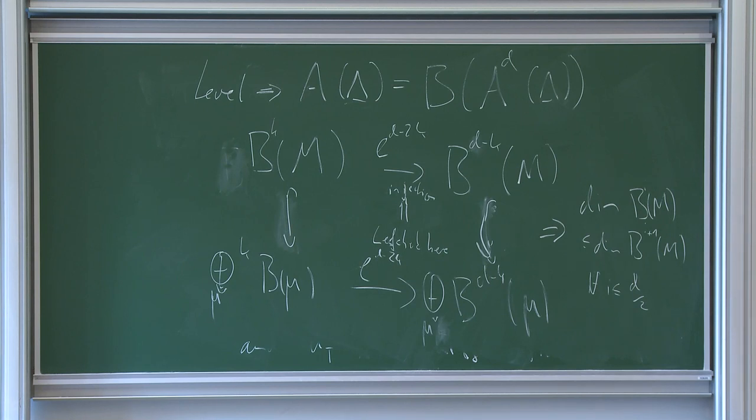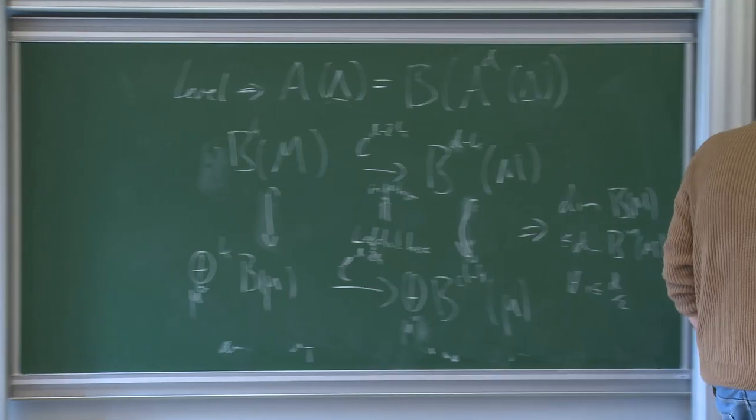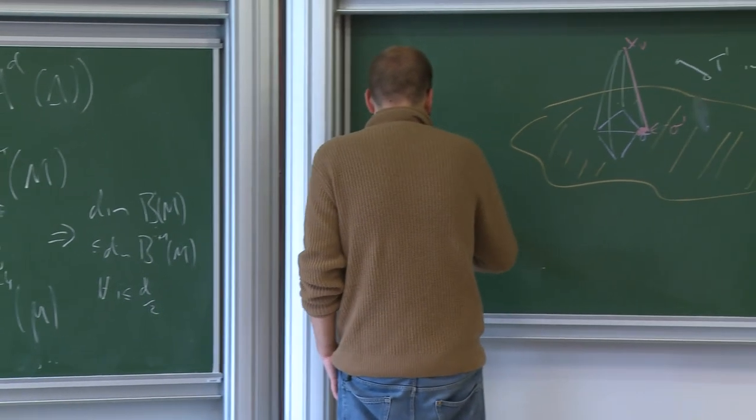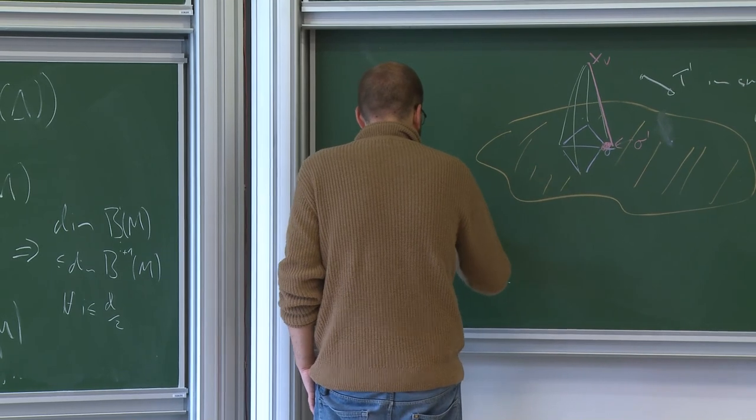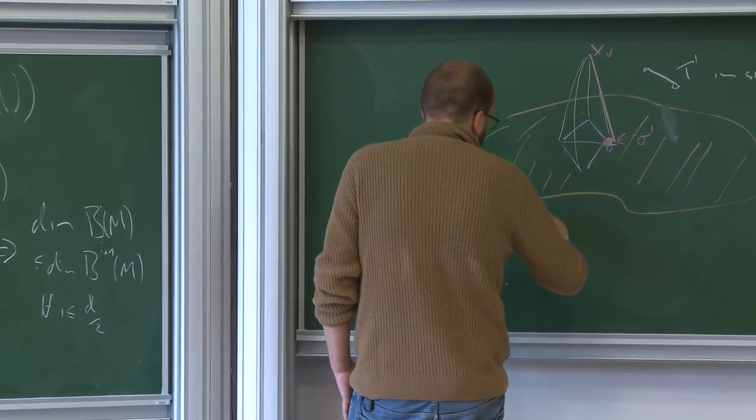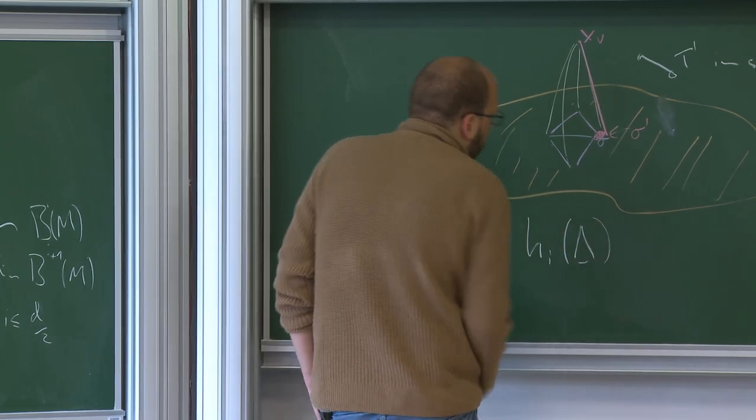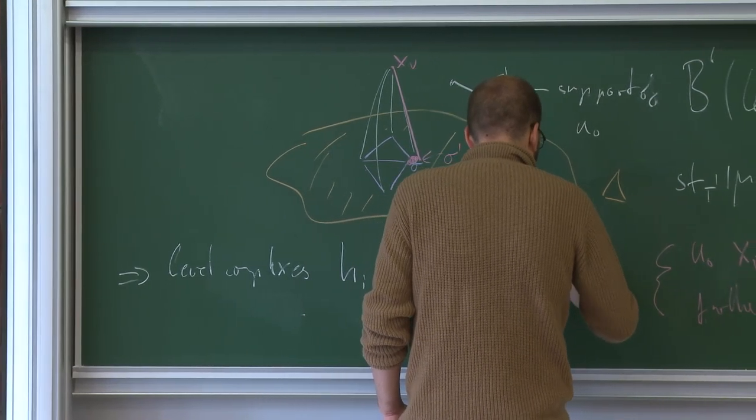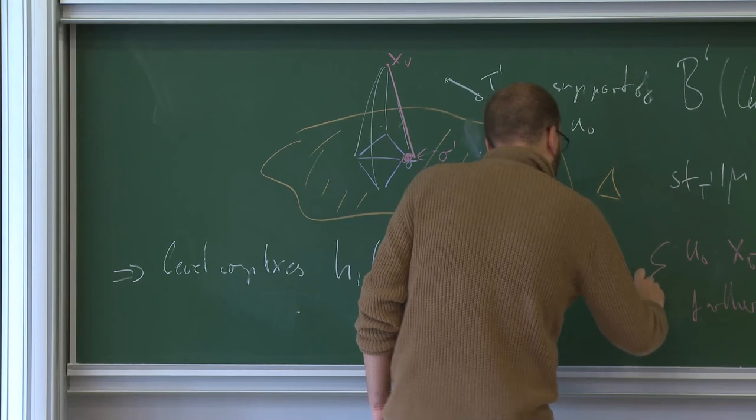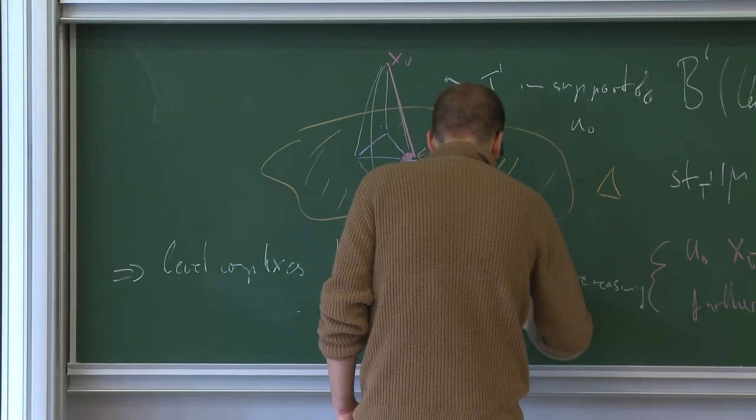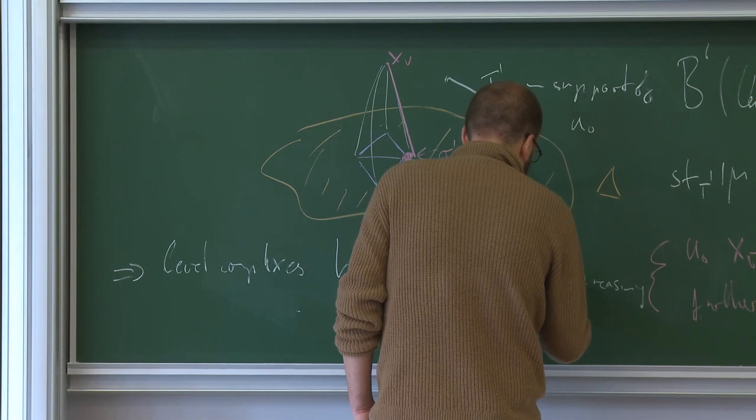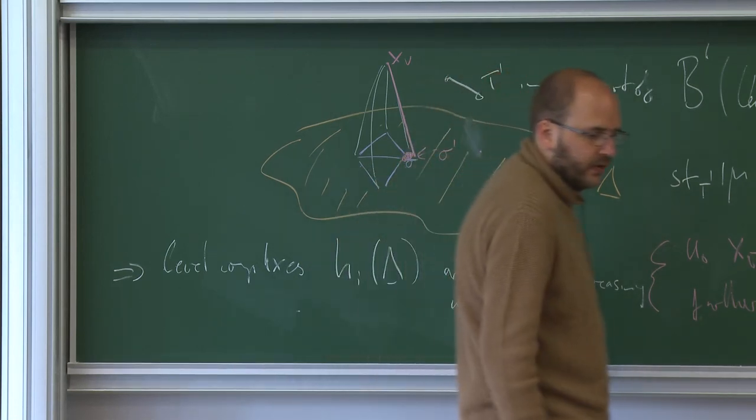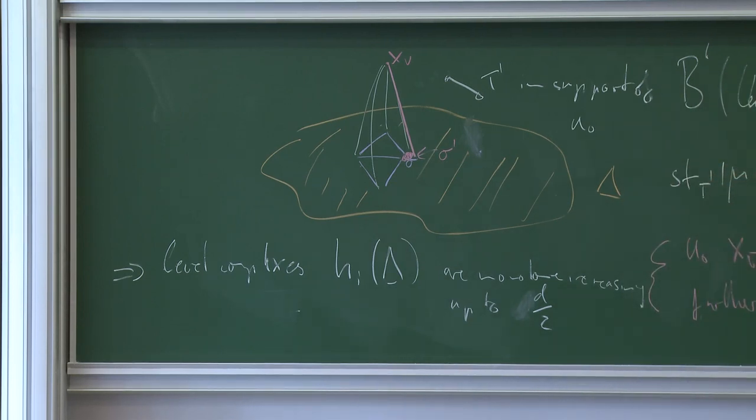All right, so you have a monotonicity. So what does this mean for the level complex? For level complexes, or for Cohen-Macaulay complexes that are level, the h-numbers of delta are monotone increasing up to d over 2, up to the half point. That is one of the corollaries, and that's where I think I should finish because I'm already over time.